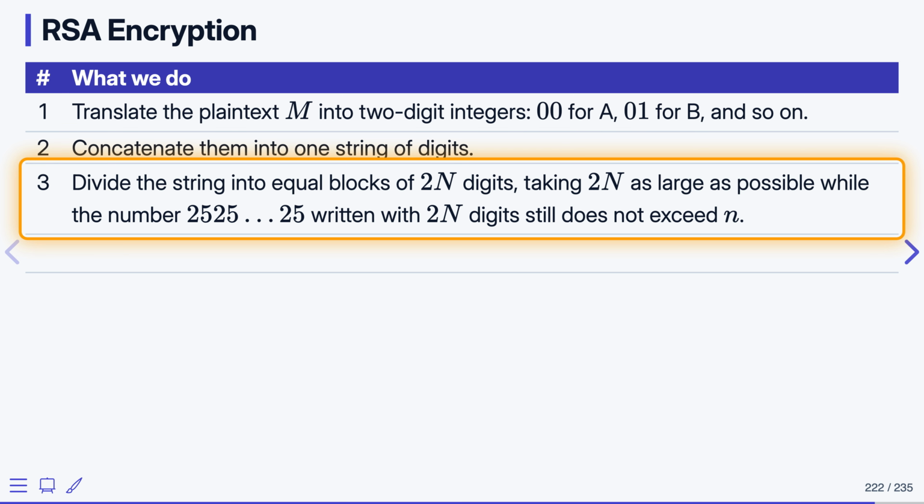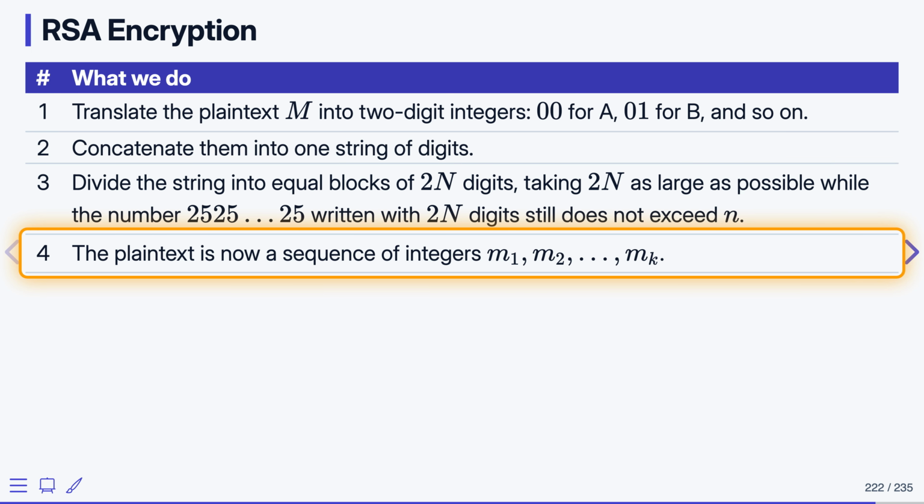Step 3. Cut that string into equal blocks. Each block holds 2n digits. We pick 2n as large as we can. The test is simple. Write the biggest block you could ever make with that many digits, the one made of 2, 5, 2, 5, and so on. It must still be no bigger than n. That keeps every block smaller than the modulus.